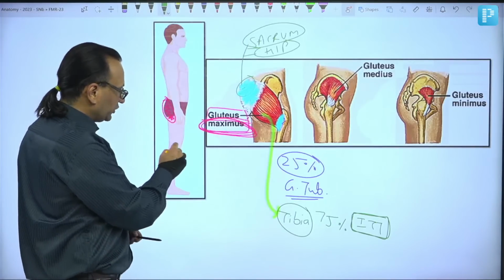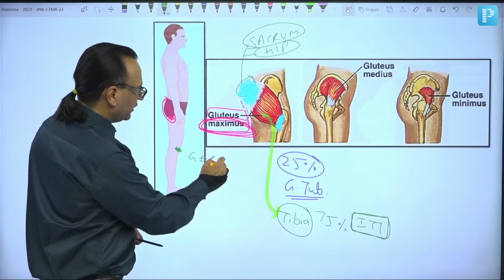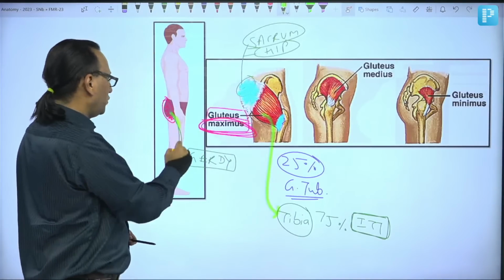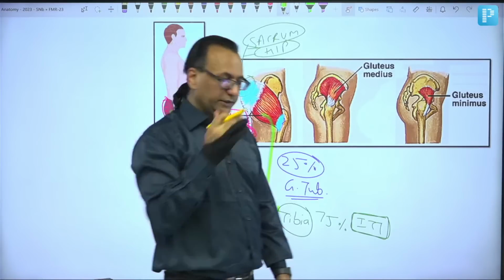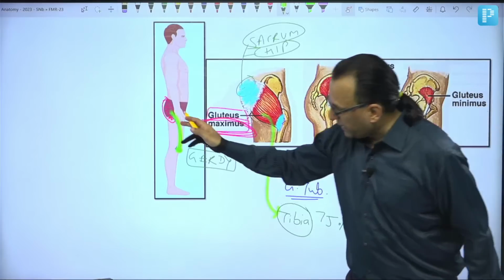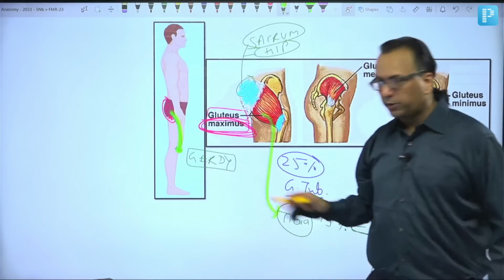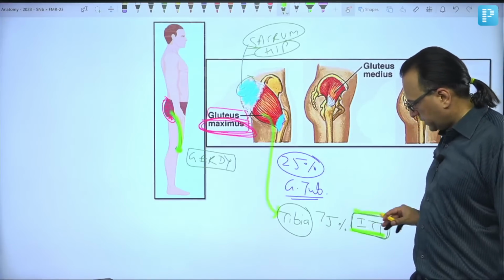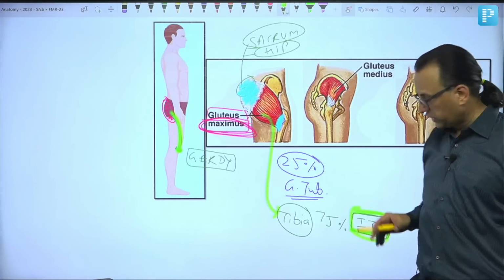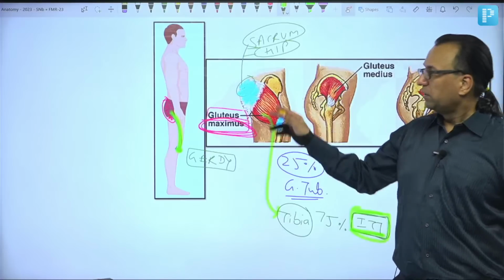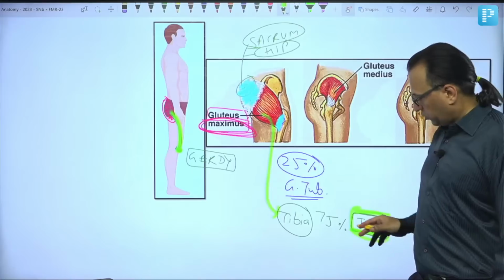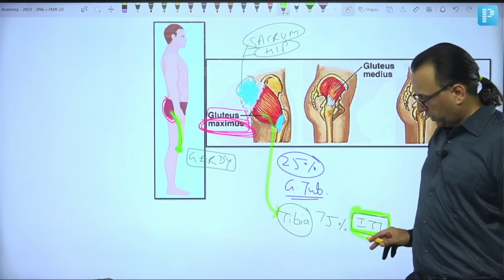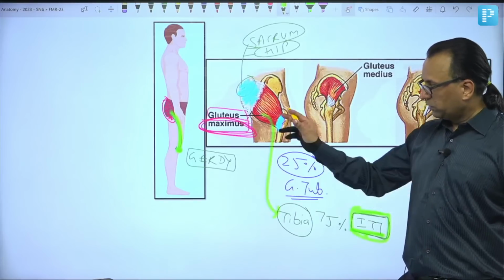Tibia bone, yes. There is a Gerdy tubercle, and that is where it will insert. So you are telling gluteus maximus 75% fibers will be coming to the tibia at Gerdy tubercle, yes, and attaching via what is this? Iliotibial tract. Yes, it is called iliotibial tract because it is coming from ilium bone, hip bone, and attaching to tibia. So iliotibial tract: 75% into tibia, 25% into the femur.